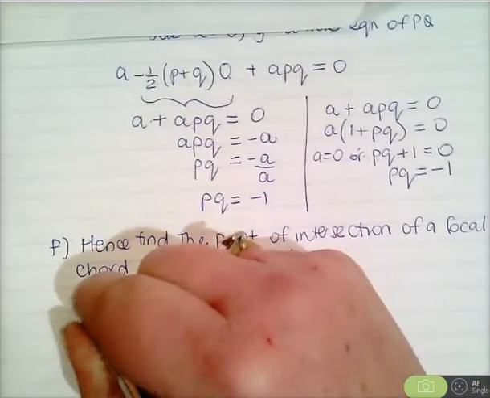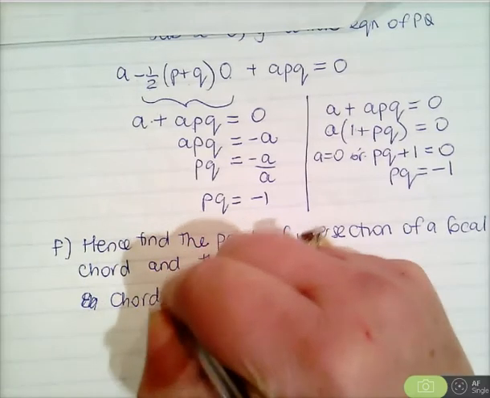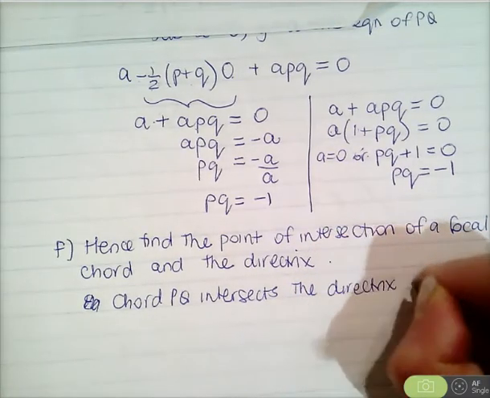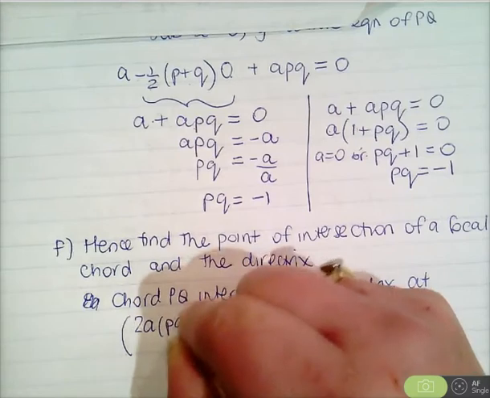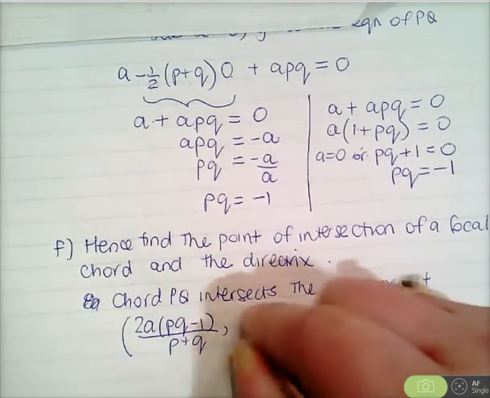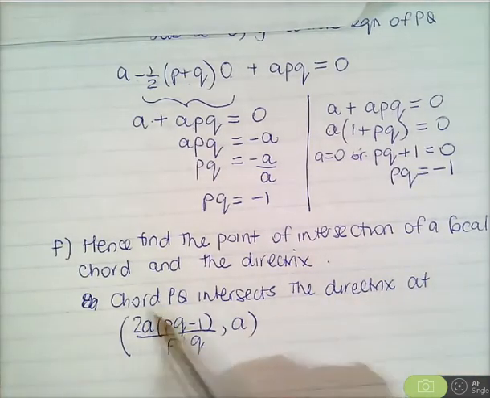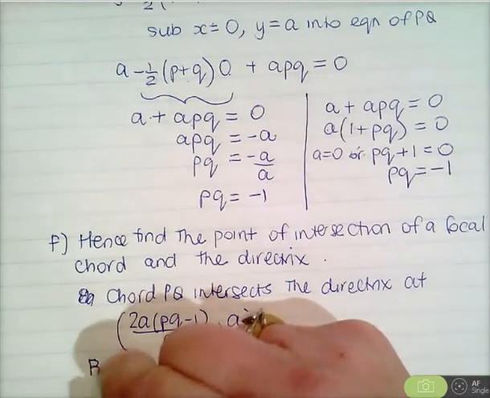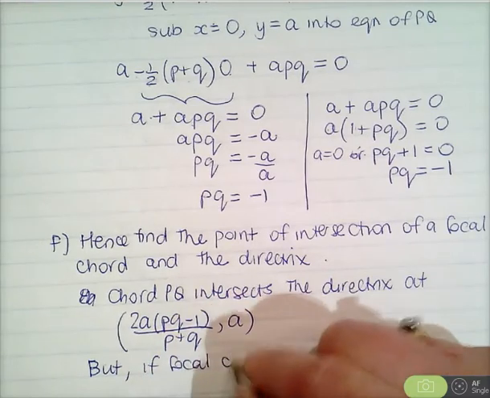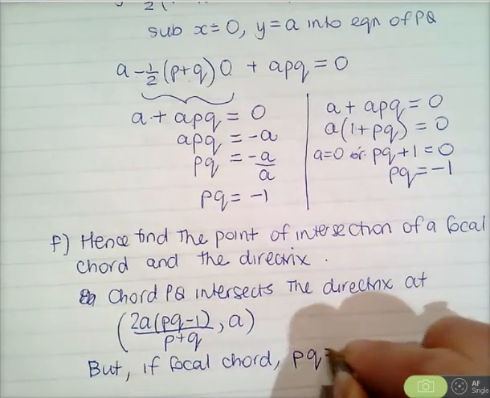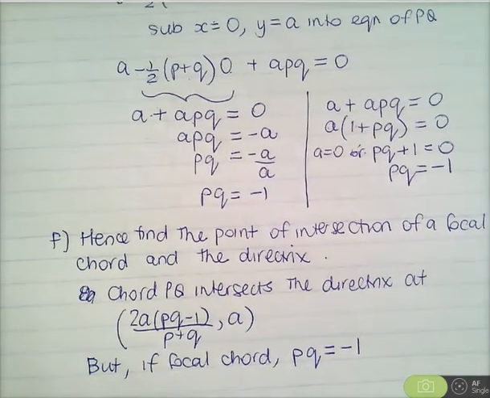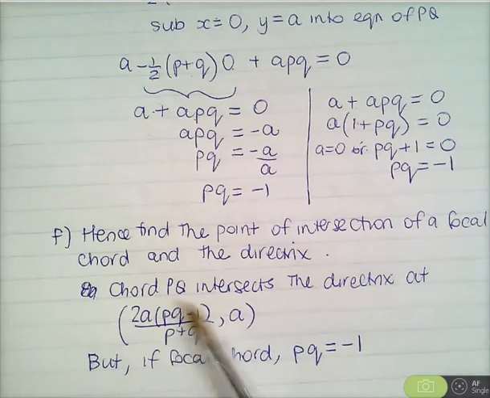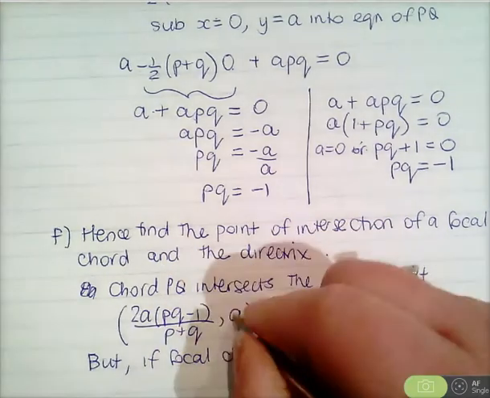So I've got that chord PQ intersects the directrix at the point 2a bracket PQ minus 1 over P plus Q, comma minus A. Now that's any chord PQ, but if it's a focal chord, as we've just seen in part E, we know that P times Q equals -1. So what we need is the point of intersection of the focal chord and directrix. This is the point of intersection of any chord and the directrix. Sorry, that's a minus A there as well.